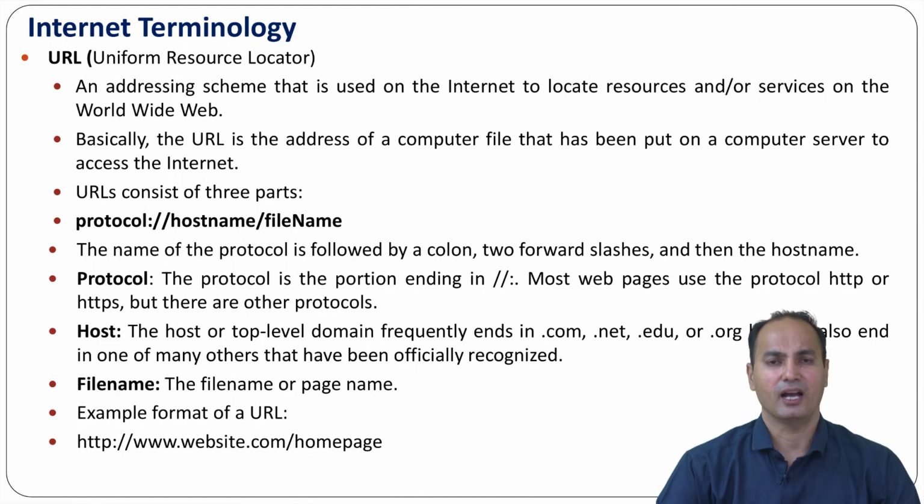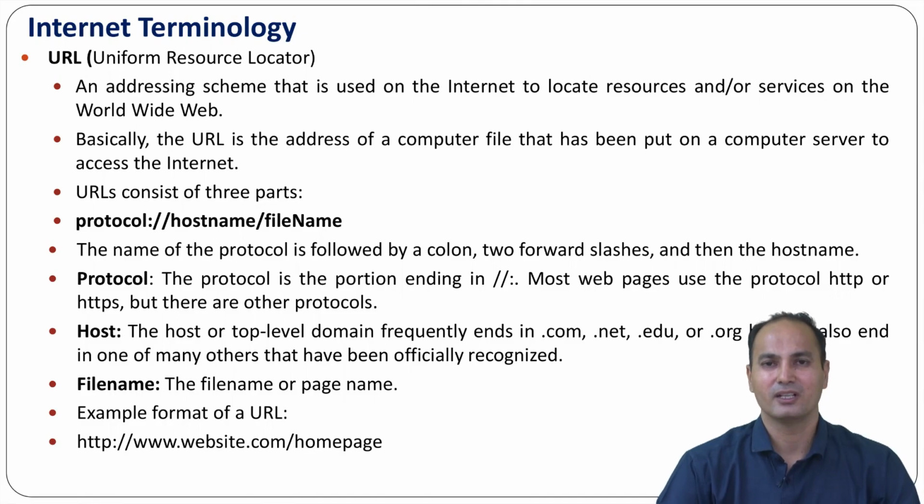Next term is URL. After www and HTTP, another important term of the internet is URL. URL stands for Uniform Resource Locator, or we can say it is the address of a particular website. In simple terms, whenever we want the address of a website, we simply ask what is the URL of a particular organization or a reference to particular data. So it's an addressing scheme or mechanism used on the internet to locate resources or services on the World Wide Web. Basically, the URL is the address of any website that exists on a server.